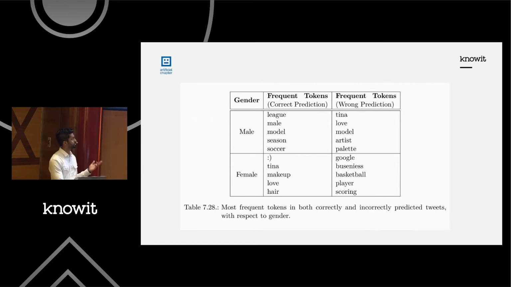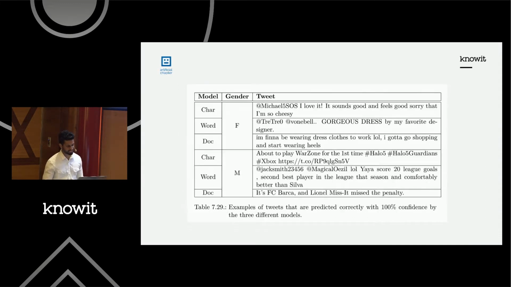And then, where it gets interesting is that when you look at the wrong predictions, where the author was actually female, but it thought they were male authors, you see words like Google, business, basketball, player, scoring, which females can be interested in those things too, right? But the model wasn't able to catch that. It just assumed that if the tweet is about sports, then it's got to be a male. So, these stereotypical observations just make our model look like a male chauvinist, I guess. And further investigations actually support this notion.